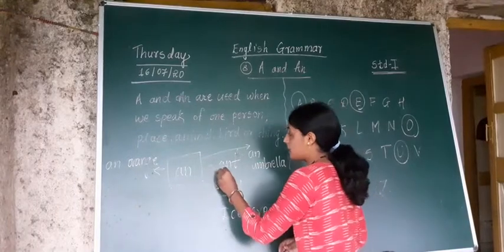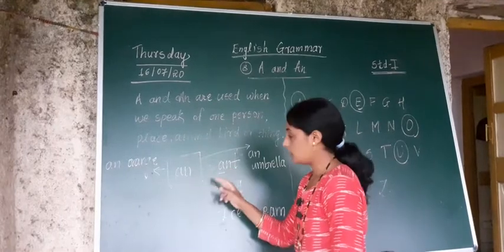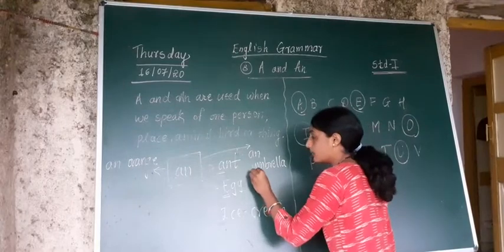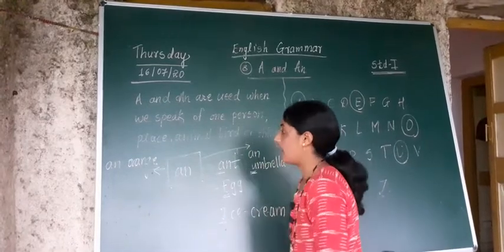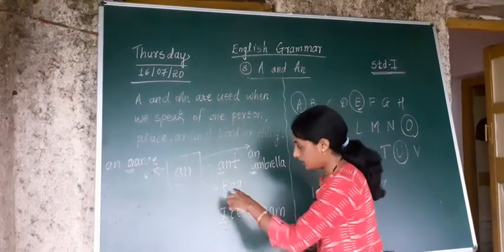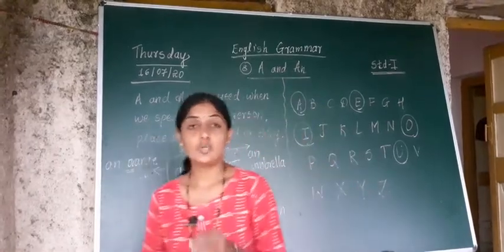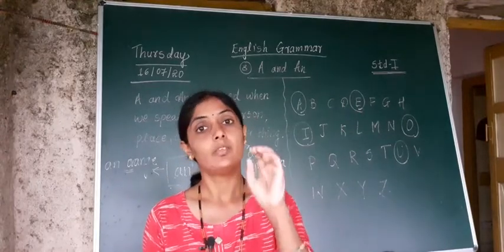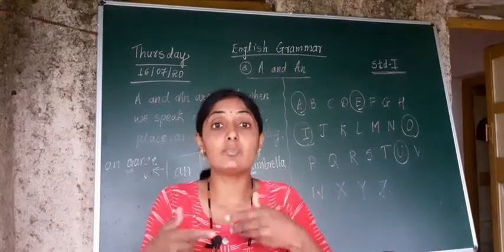So when I am giving you example of A, here the examples I have written: an ant, an egg, an umbrella, an ice cream, an orange. So A, E, I, O and U. When do we use an? We use an before vowel sound words. The words which give vowel sound.